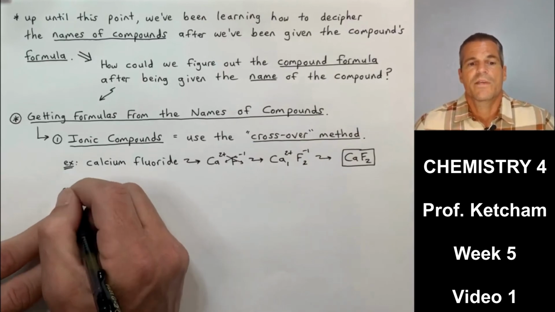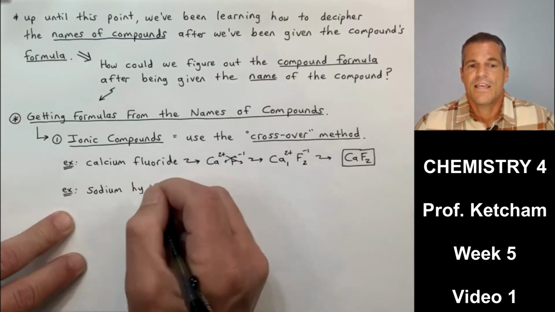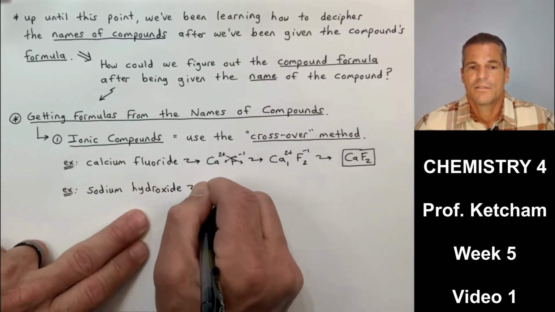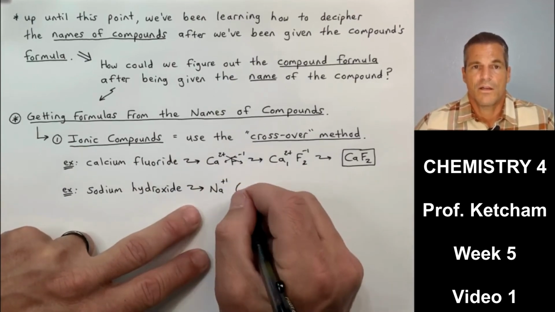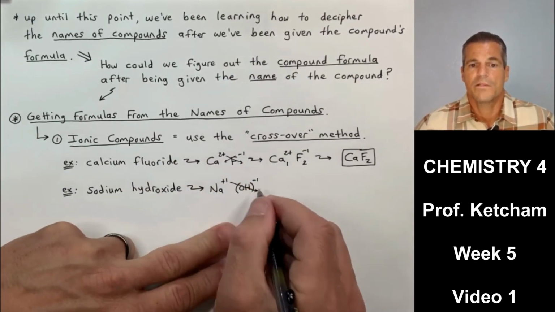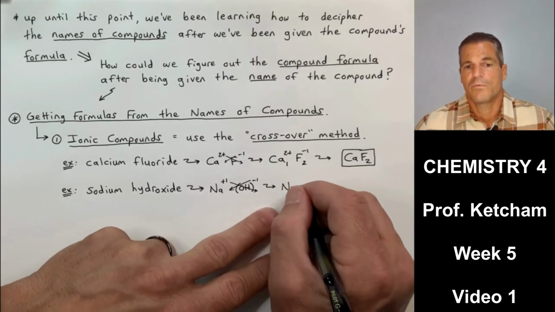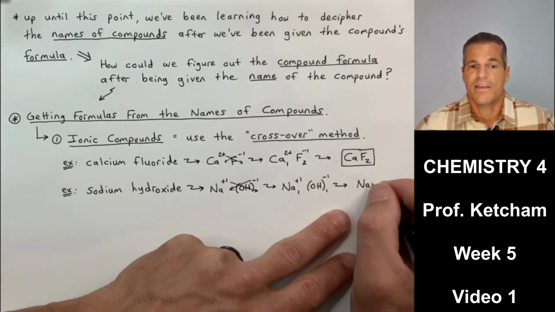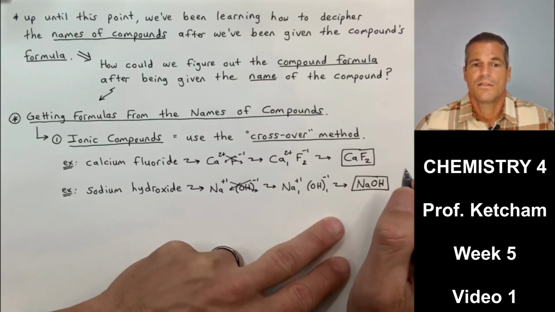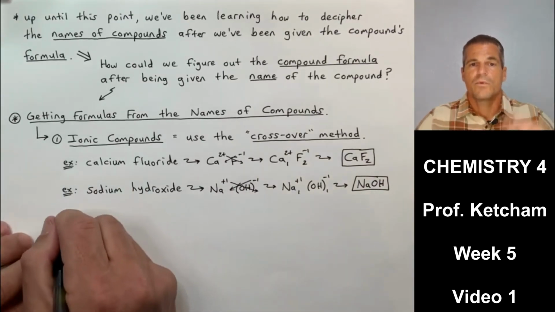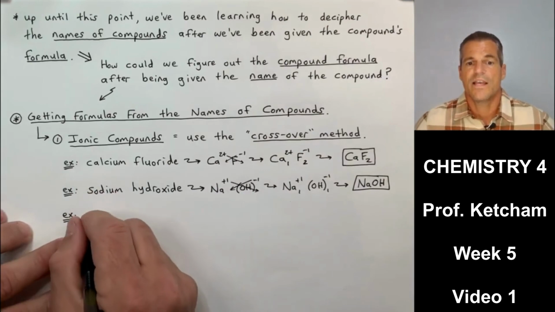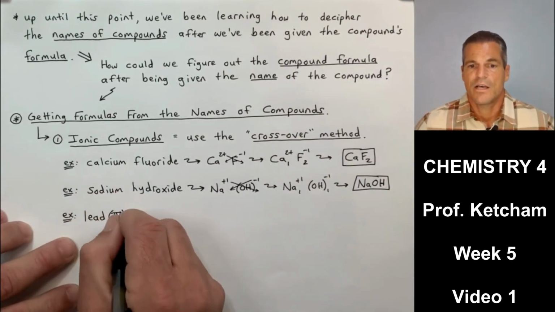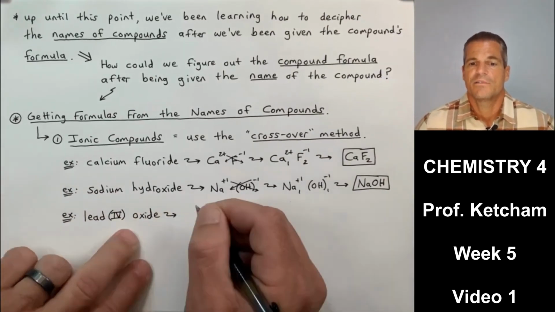Here's an example, calcium fluoride, Ca2+ and an F-. You cross the charges down and over, so you get a 1 and a 2 down below. The formula reduces to CaF2. For sodium hydroxide, we have Na+1 lined up next to an OH-1, we cross the plus and minus 1s down. We clean things up, and then our final box becomes NaOH.